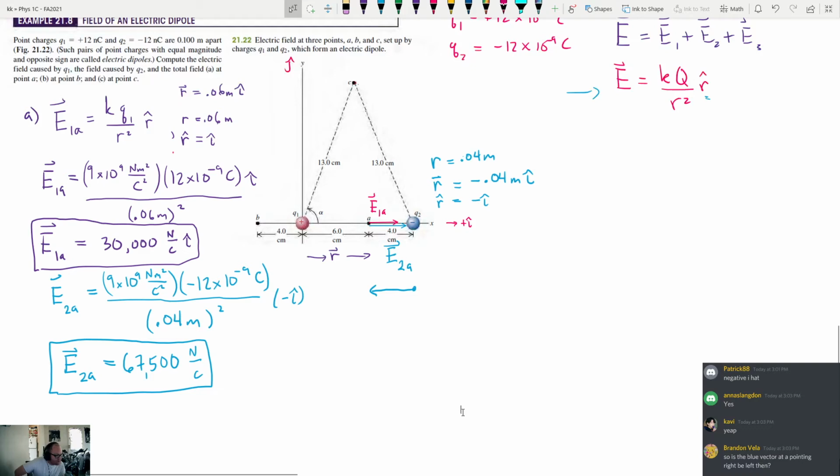So if the blue vector at A is pointing right, should it be left then? Is the blue vector at A pointing right, should it be left then? So this might be confusing. I'll get rid of that real quick. This is the vector right here. I'll pull it down. That's the vector from point A, and it points toward Q2.